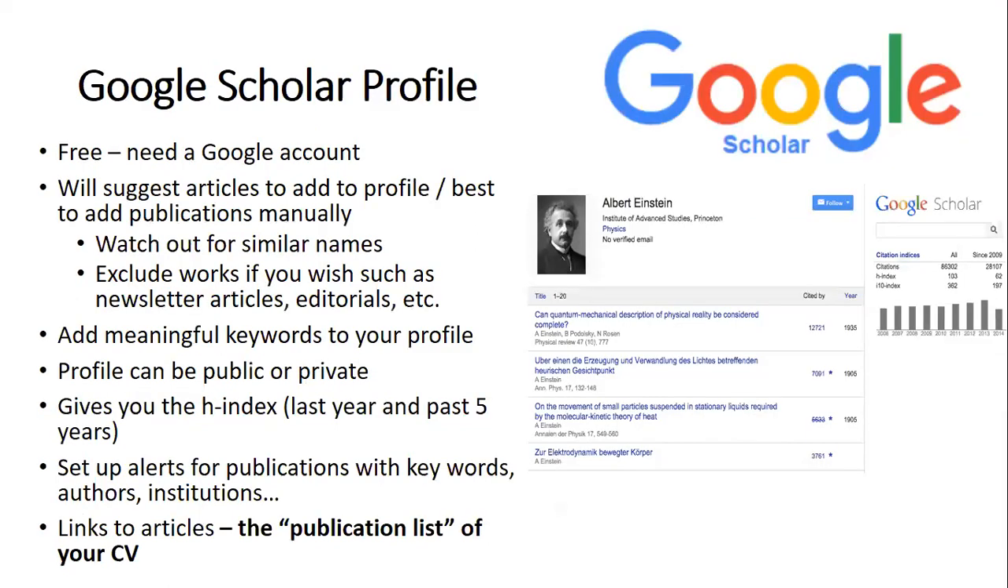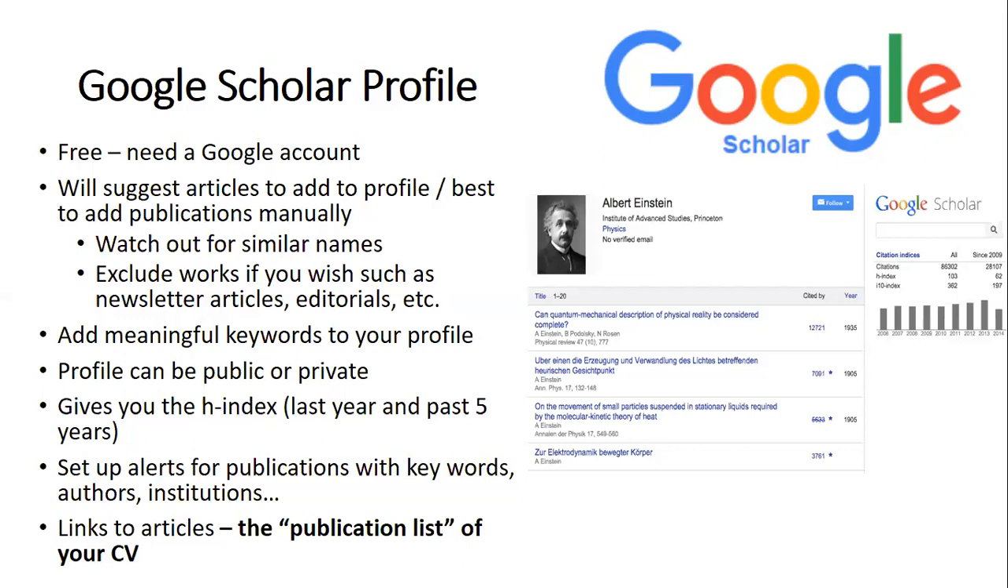Google Scholar is a free academic social network, you need a Google account. When you create a Google Scholar profile, it adds publications to your profile. So you need to watch out for people with similar names and remove them. So it'll ask you, is this yours? Is this yours? And you also have the option of excluding articles which are not really scholarly, let's say editorials and newspaper articles, if it picks them up.